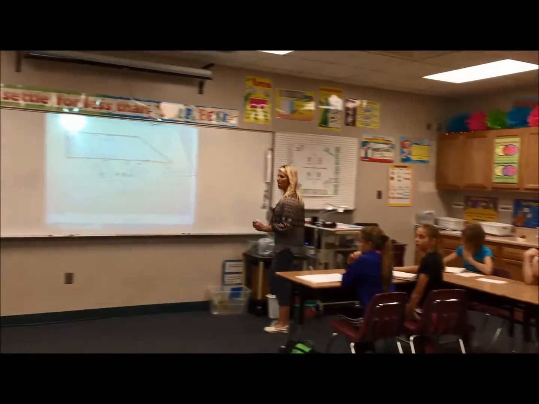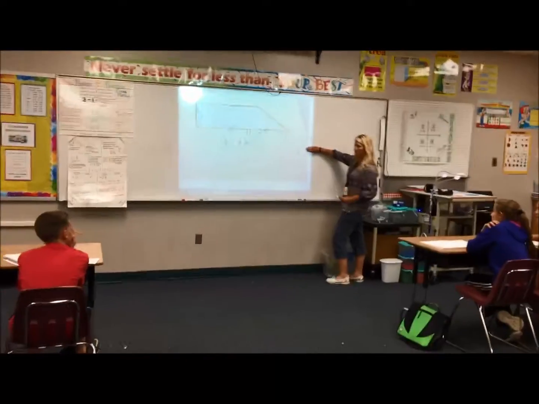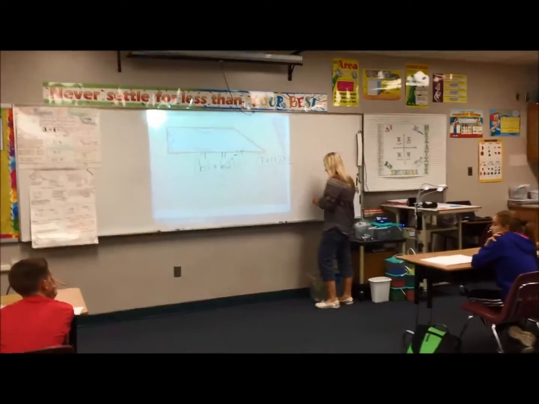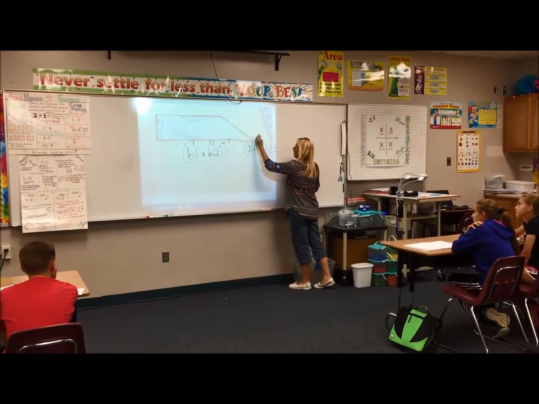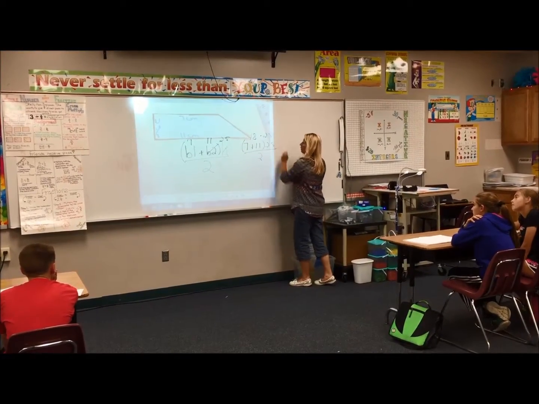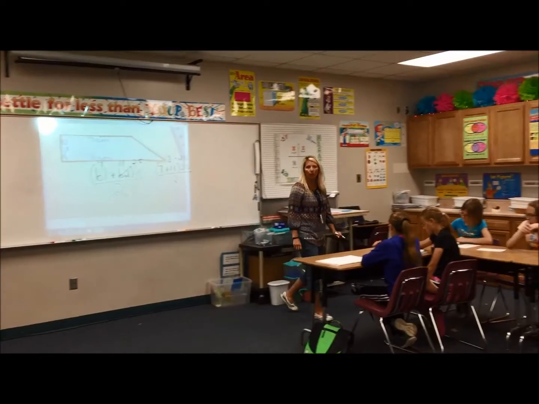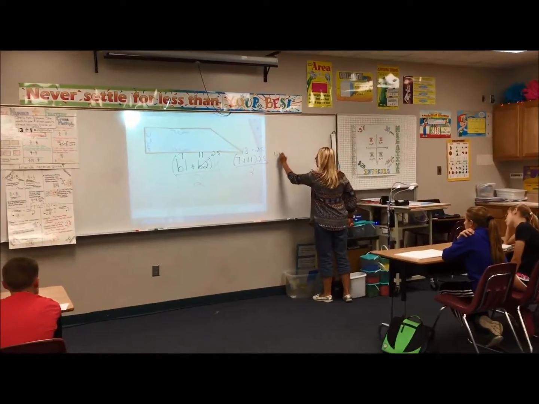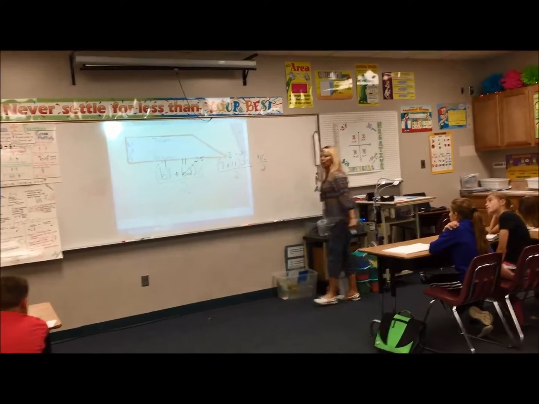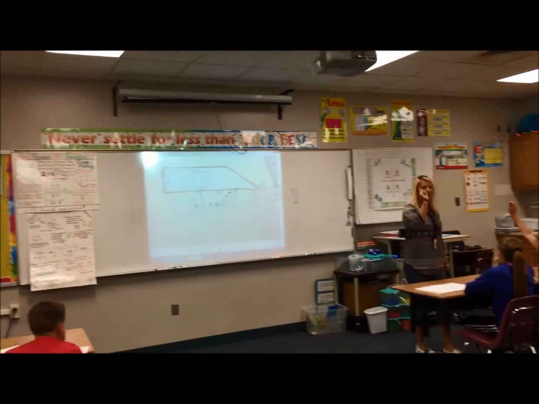We have to add 7 plus 11. What do you get there? 18. So now I have 18 times 2.5. What do you get when you take 18 times 2.5? 45. So now I have 45 divided by 2. What is our answer?